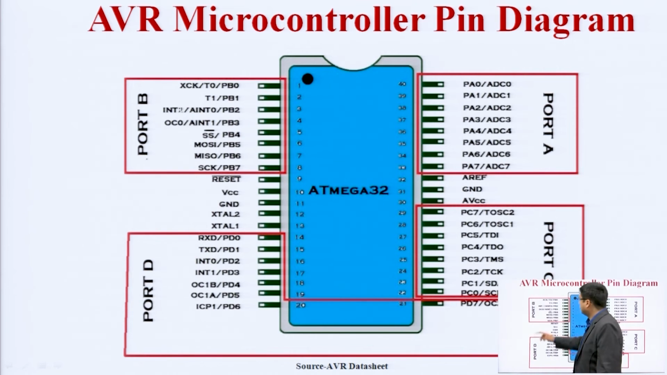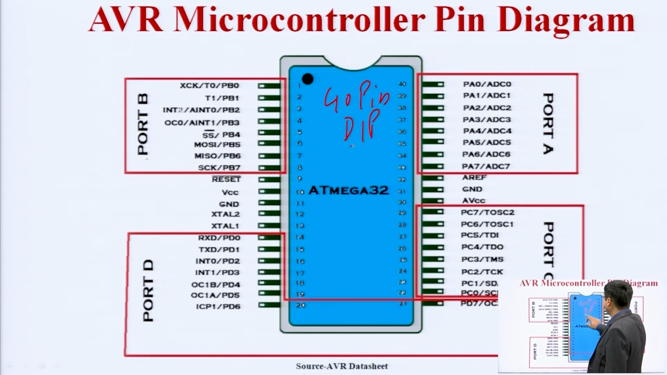Now the question arises, what is the pin diagram of the microcontroller? We have seen that it follows the 40 pin DIP package, dual inline package. There are 20 pins here, 1 to 20. Opposite to pin 20 there is pin 21, and 21 to 40 are available here. It has 4 ports: port A, port B, port C, and port D. Each port has 8 pins, and each pin is dedicated to some functions. For example, this pin is dedicated to PA2, ADC2.